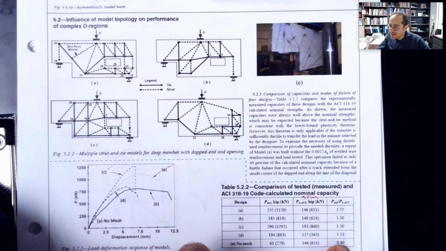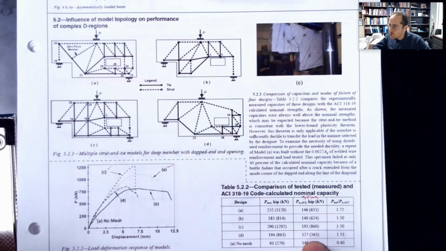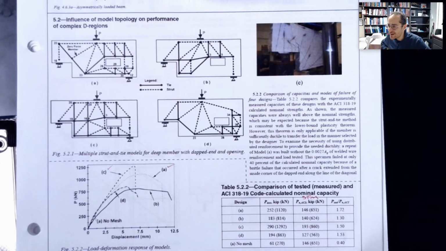This one is extremely unconservative. The specimen fails at 40% of the STM capacity. So you calculate the capacity and it fails at less than half of that load. It's a really dangerous situation. Nobody wants to be in that situation.